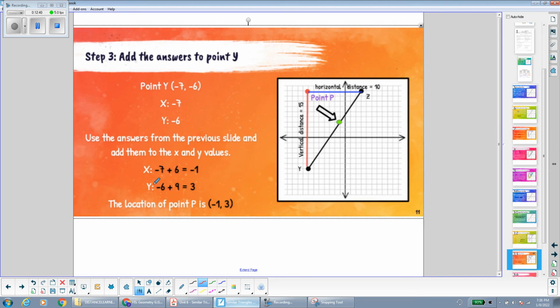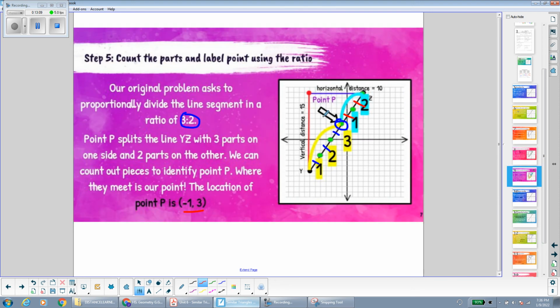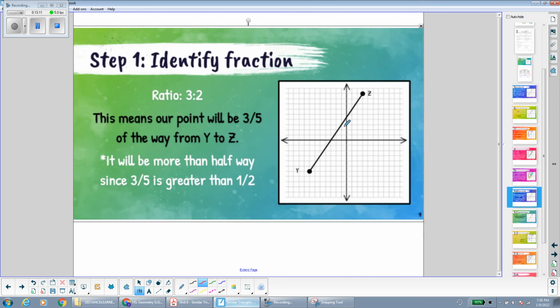So to the x value of point y, we are adding 6, and we get -1. And to the y value of our starting endpoint, point y, which is -6, we are adding 9, and that gives us 3. Those are the coordinates of the point that we're looking for, the point that's going to divide the line segment in the 3-to-2 ratio. And that's the point -1, 3, which, if you remember, is the same exact point that we found doing it graphically before.